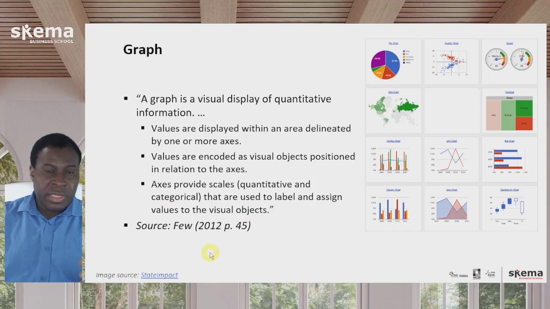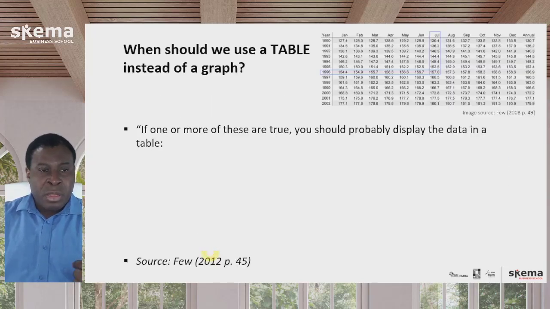So the next question then, now that we understand what tables and graphs are, is when we should use a table versus when we should use a graph. So when should we use a table? Here's again another quotation from Stephen Few. So if one or more of these are true, then probably a table would be preferred over a graph.